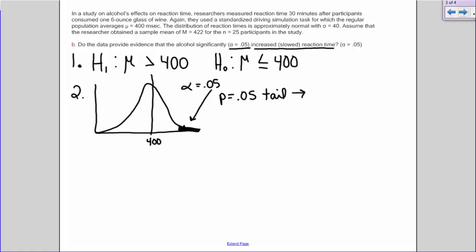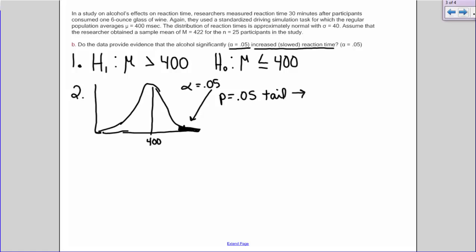If we were expecting that alcohol would actually improve reaction time, or make it faster, then we would have this situation, and we'd be looking down here. But that is not the case, right? We're looking for a specific prediction that reaction time will in fact increase.